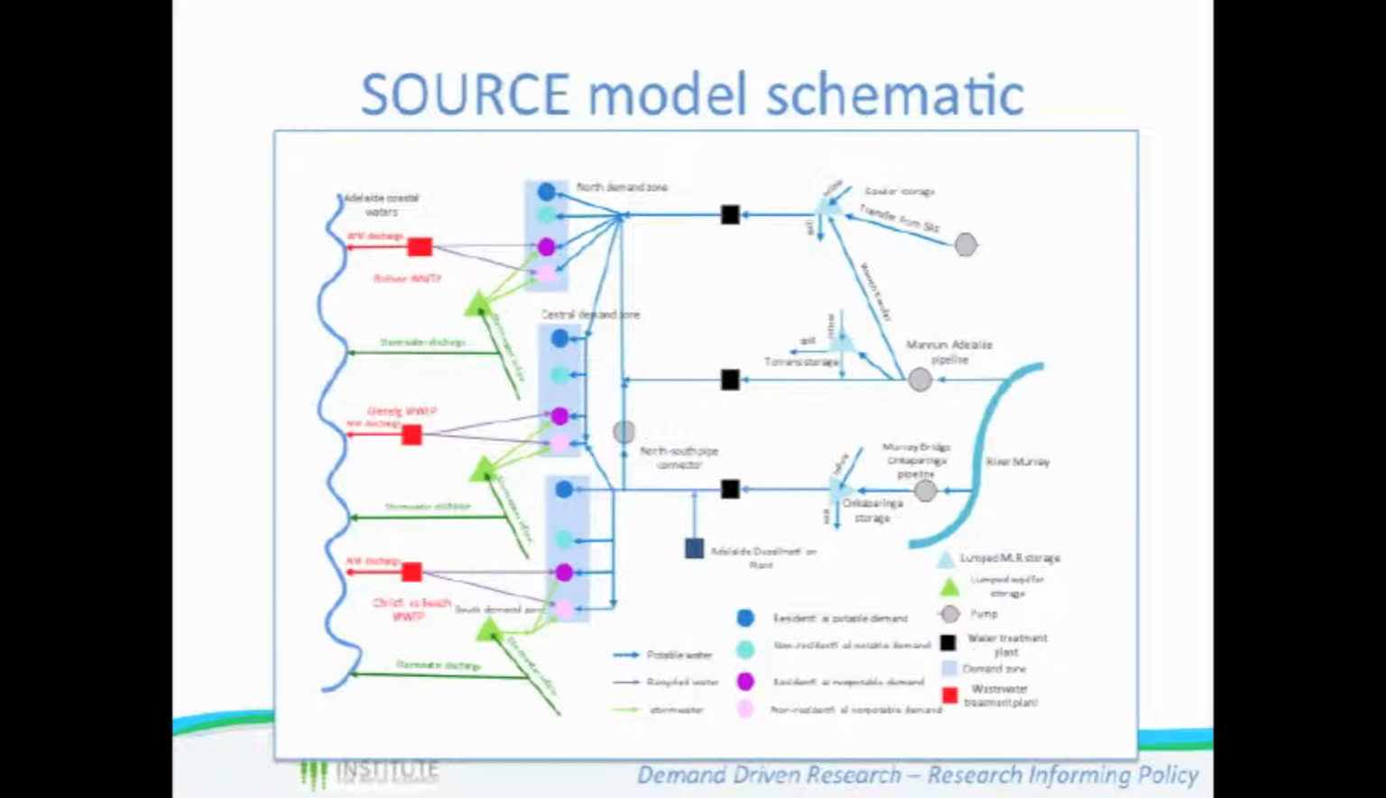This is a schematic of the Source model. It's a bit more complicated when you look at the details of it, but basically this shows the components of this. So basically we've got the Adelaide Hills catchments, which was simplified into three equivalent reservoirs in the north, or really the Goyder, Torrens and Onkaparinga, 3 pipelines from the Murray, the Adelaide desalination plant, the possibility of transferring water from the north to south or south to north, and 3 major demand zones with those 4 components of demand that I talked about: residential, non-residential, potable, non-potable.